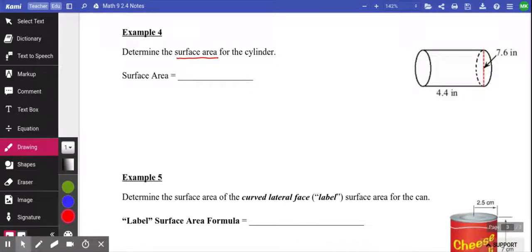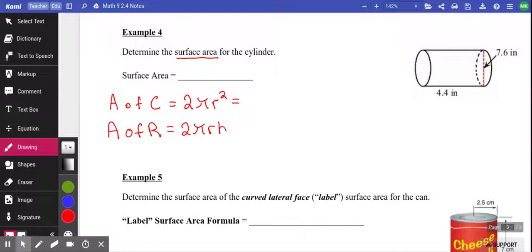Okay, we've done questions like this before, so you should have been able to just follow the pattern, right? With a basic cylinder, which is what we have here, you need to figure out the area of the circles first. So I do area of the circles, which is equal to 2 times pi times r squared. Then I'm going to figure out the area of the outside, or the rectangle, which equals 2 pi r h.